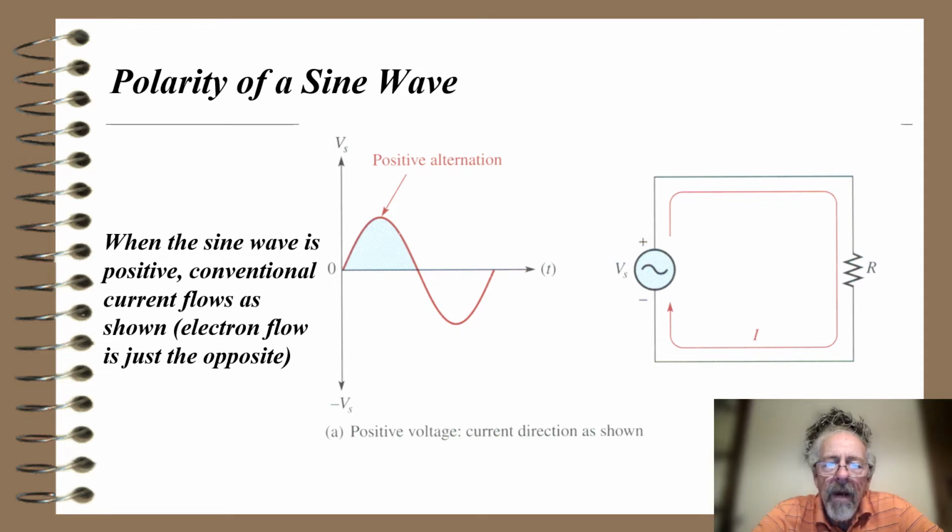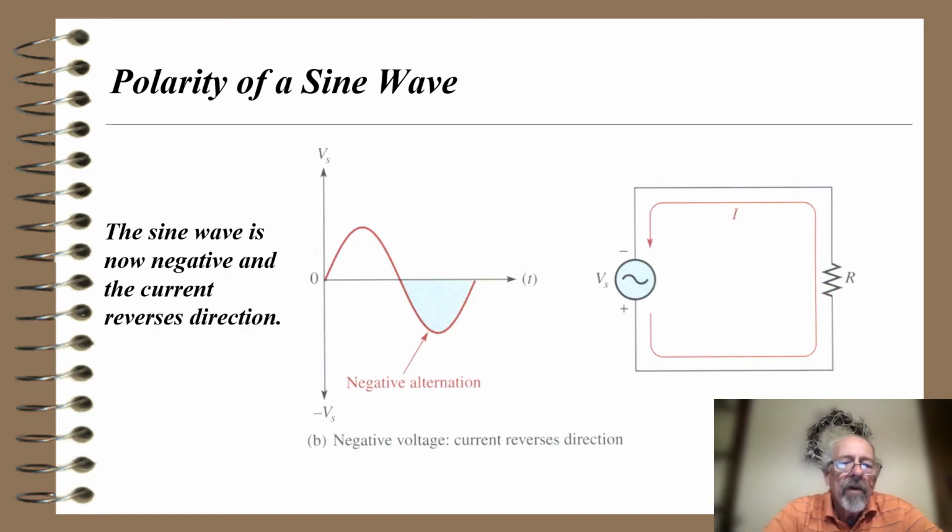So this is the positive alternation, and notice it goes up to a peak, then back down to 0, and then we have the negative alternation. So the sine wave is now negative and the current reverses direction. The diagram to the right shows the sine wave generator plus on the bottom, minus on the top, and again conventional current going from plus to minus, but again the electrons are really going from minus to plus.